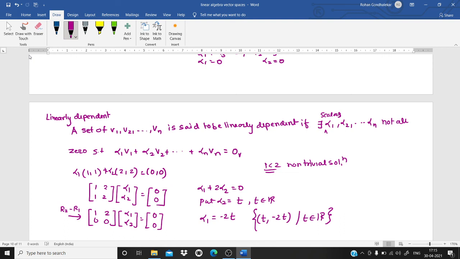Okay, you can take t as initially 1. So what I'm getting, alpha 1 is minus 2 and alpha 2 is 1. Substitute in equation 1. So we get minus 2 into 1 comma 1 plus 1 into 2 comma 2. What will be the addition? Minus 2 into 1, minus 2 into 1. So minus 2 comma minus 2 plus 2 comma 2. Get the addition of this. Minus 2 plus 2, 0. Minus 2 plus 2, 0.